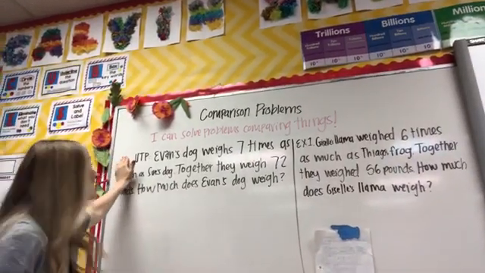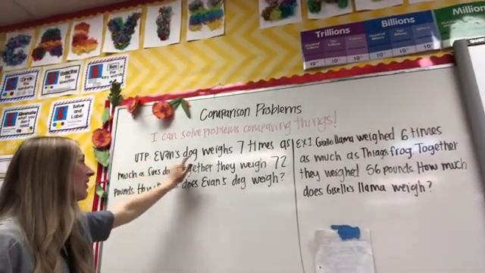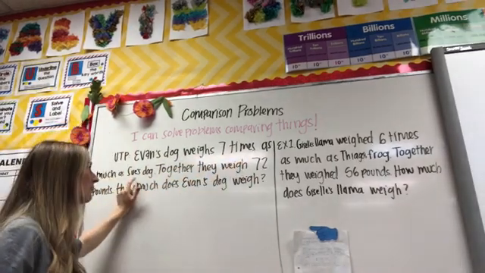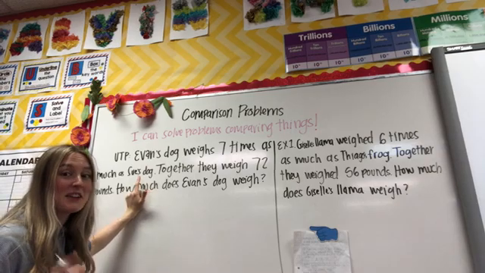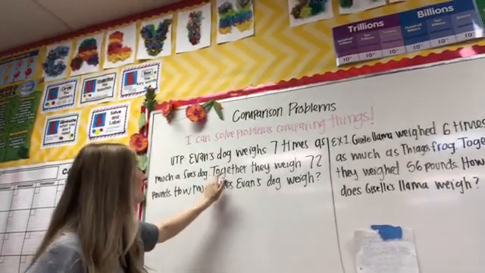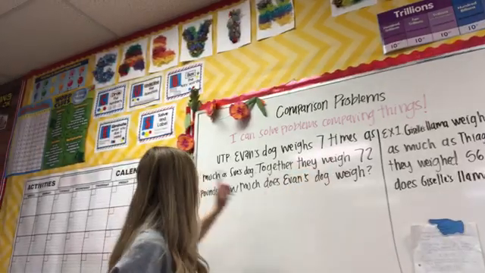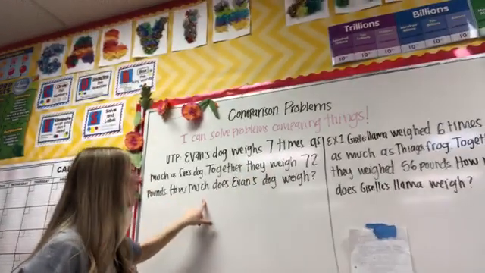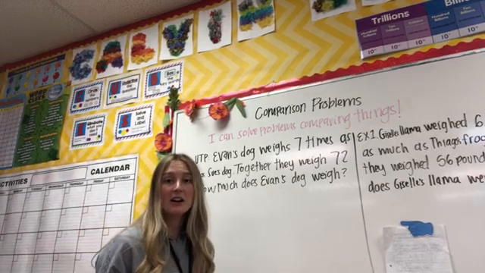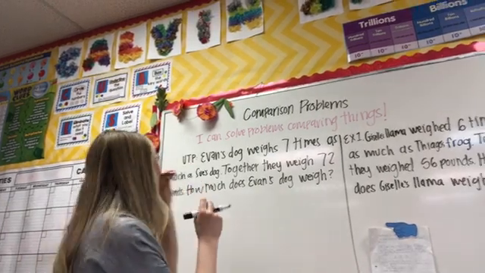All right, so our problem today says Evan's dog weighs 7 times as much as Sue's dog. So Evan's dog is either really big or Sue's dog is really small. Together, they weigh 72 pounds. How much does Evan's dog weigh? Okay, let's start by marking everything that's important.